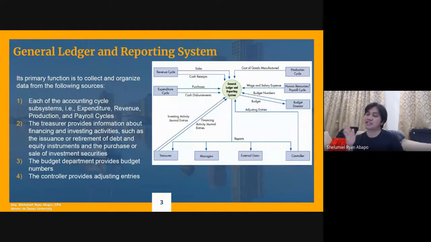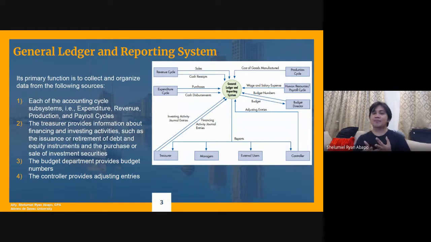So the journal entries under an automated accounting information system basically are a byproduct of your transaction processing instead of directly recording journal entries. That is the difference between the manual versus automated system. In a manual system, you directly record journal entries. But in an automated accounting information system, journal entries are byproducts of transaction processing. And they are one of the basic sources of data inside your general ledger and reporting system.